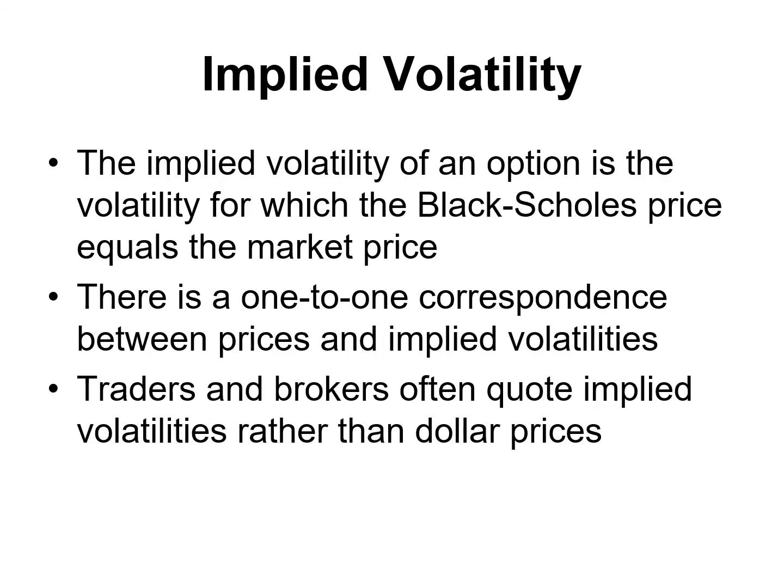In practice, we often use implied volatility. The implied volatility of an option is the volatility for which the Black-Scholes price equals the market price. There is a one-to-one correspondence between prices and implied volatilities. Traders and brokers often quote implied volatilities rather than dollar prices of the options.